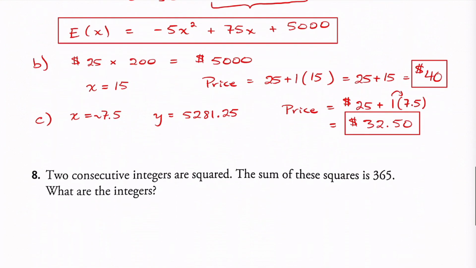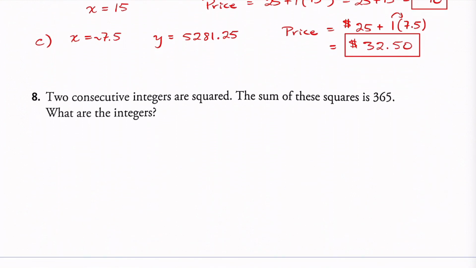Okay, moving on to the last one. Here it says 2 consecutive integers are squared, and then the sum of these squares is 365. So we're going to say let x and y be integers. The first piece of information is that they are consecutive. So consecutive means, like if you had 5, the next consecutive number is 6. If you had 8, the next consecutive is 9.